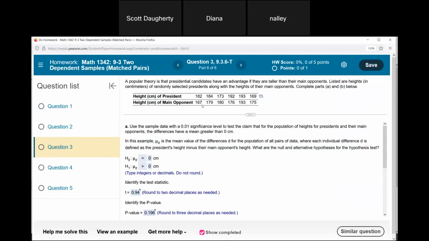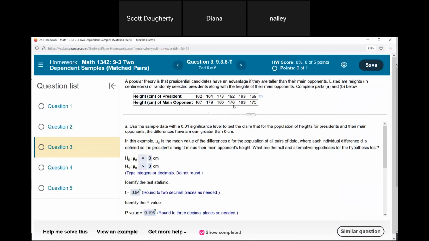So you'd say 182 minus 167. So the difference here would be 15. And you do this for every one of them, right? 184 minus 179 would give you 5. Sometimes you'll get negative numbers. 173 minus 180 is negative 7. And that's just because the president was actually shorter than their opponent.